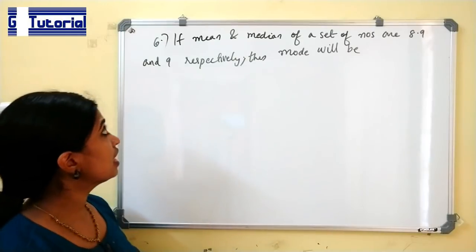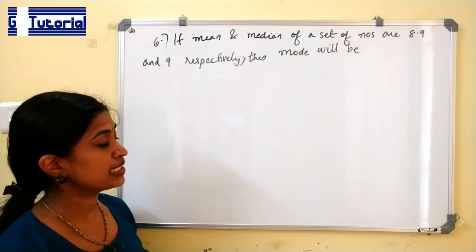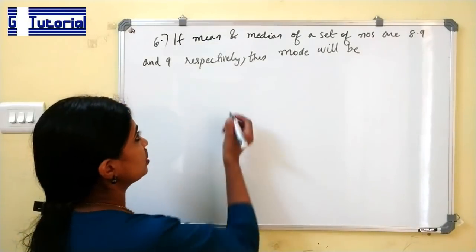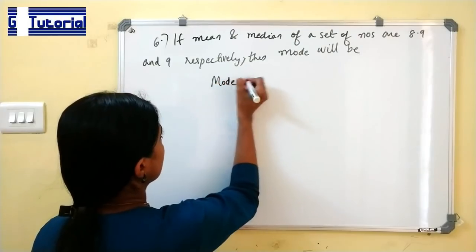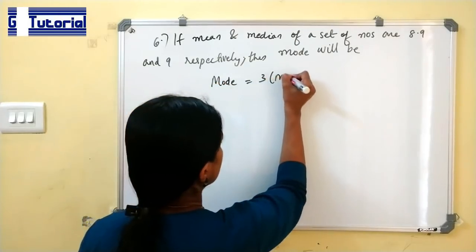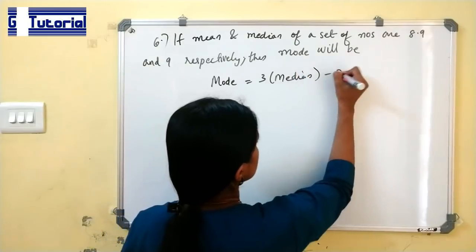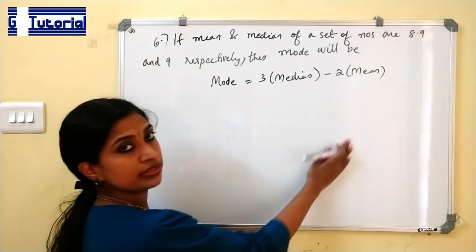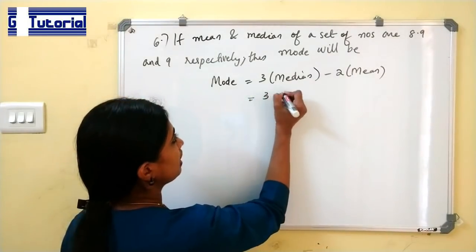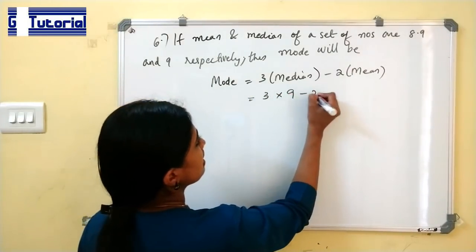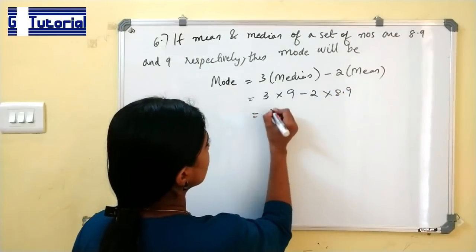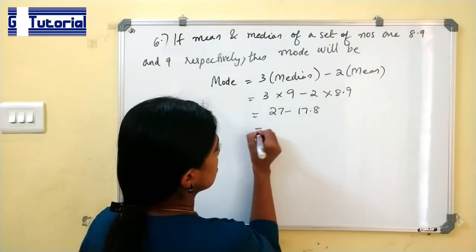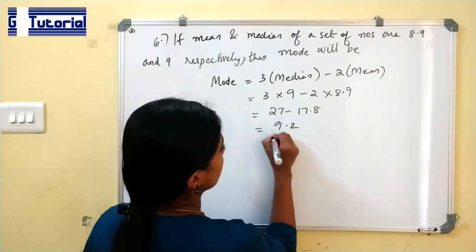This is the next question. If mean and median of a set of numbers are 8.9 and 9 respectively, then the mode will be. The relation connecting mode, median and mean is: mode is equal to 3 times median minus 2 times mean. We are given the values of median and mean. So we can find mode. 3 into median is 27, and 2 into mean is 17.8. So 27 minus 17.8 is equal to 9.2. This is the answer.